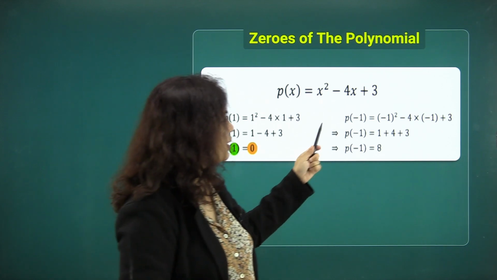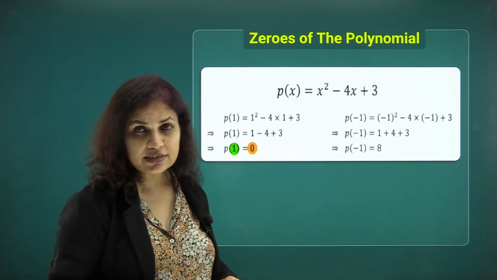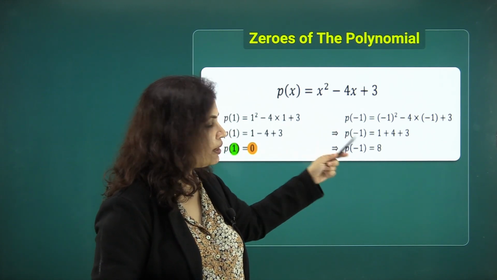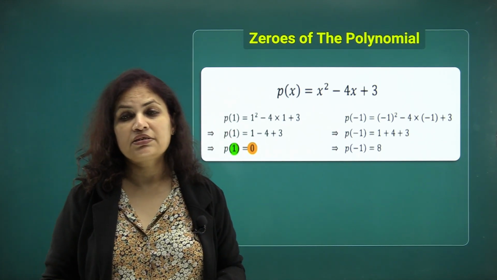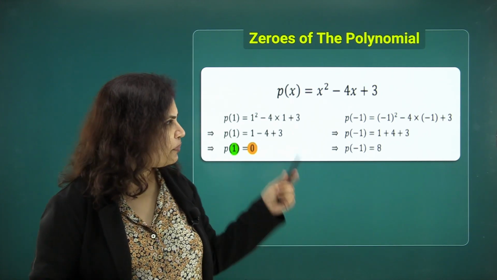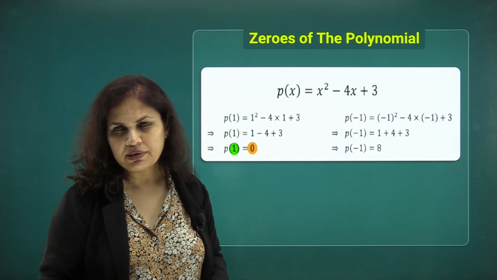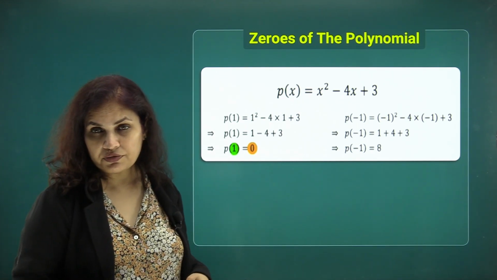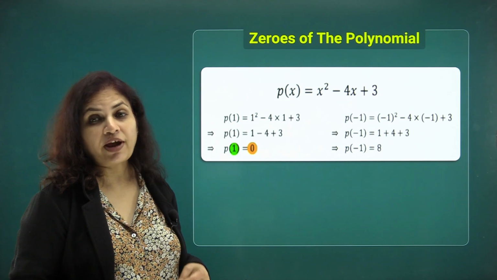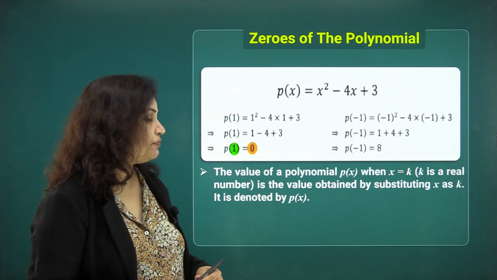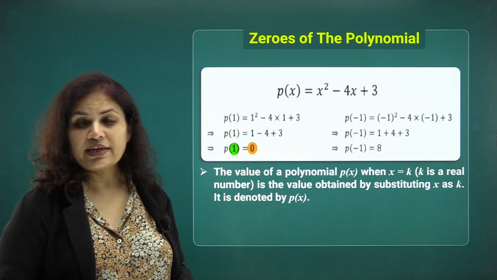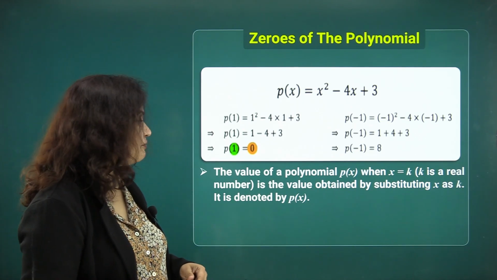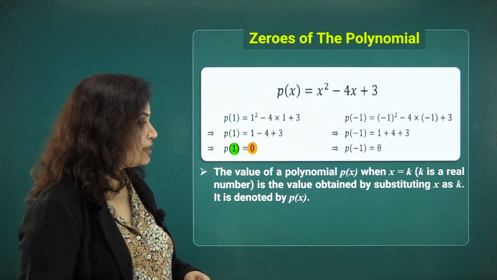Even if I put x equal to minus 1, let us see whether I am getting a 0 or not. Putting x equal to minus 1, I will get p of minus 1 is equal to 8. But we cannot use the trial and error method every time. For finding the zeros of the polynomial, we need to factorize the polynomial. So, the value of a polynomial p(x) when x is equal to k, where k is any real number, is the value obtained by substituting x as k.